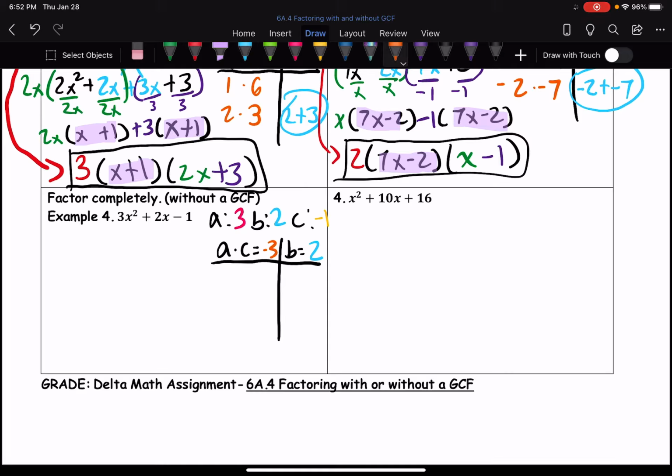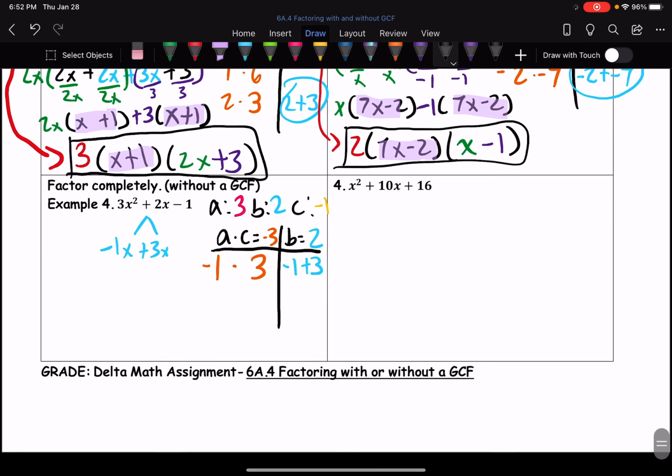And the only factors of 3 are 1 and 3. So I've got to figure out which way this will work. If we make the 1 negative and keep the 3 positive, we're going to be left with a +2. So -1 times 3 gives us a -3, but -1 plus 3 is going to give us a +2. We break that 2x then into -1x plus 3x, and everything else comes down.